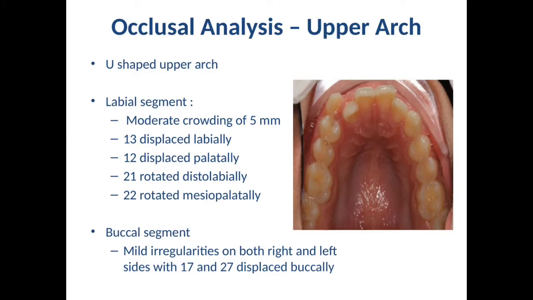For the upper arch, it is a U-shaped arch. On the labial segment, there is moderate crowding of 5 mm. 1-3 displaced labially, 1-2 displaced palatally, 2-1 rotated distolabially, and 2-2 rotated mesiopalatally. On the buccal segment, there are mild irregularities on both right and left side with 1-7 and 2-7 displaced buccally.